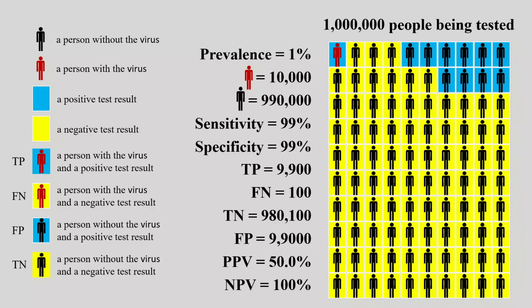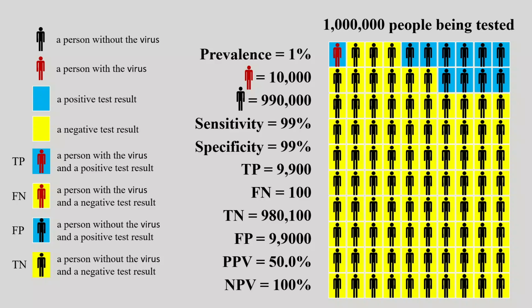Please note that even if we use a highly accurate test, a sensitivity and a specificity of 99%, when the prevalence is low, in this scenario only 1%, our ability to distinguish a true infected person from a non-infected person may not be better than a coin flip.